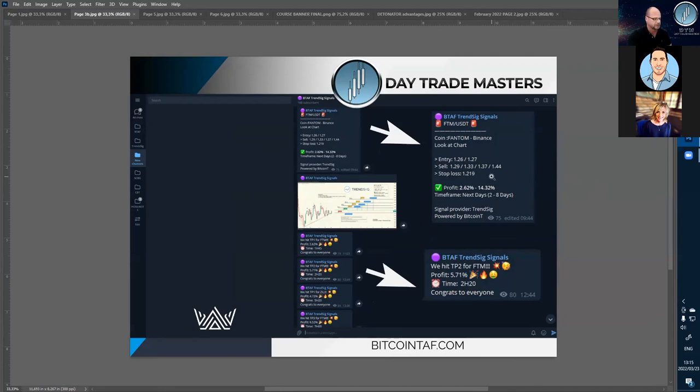You can't trade without one. And then we have profit margin, say 2.62% to 14.32%. And then as well, the time frame we expect this trade to go. So we determine through technical analysis, say 2 to 8 days, this is what the trade's going to be.